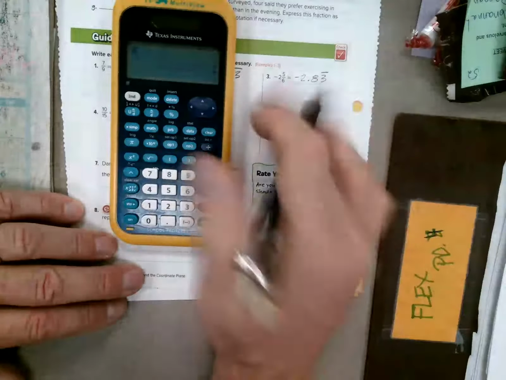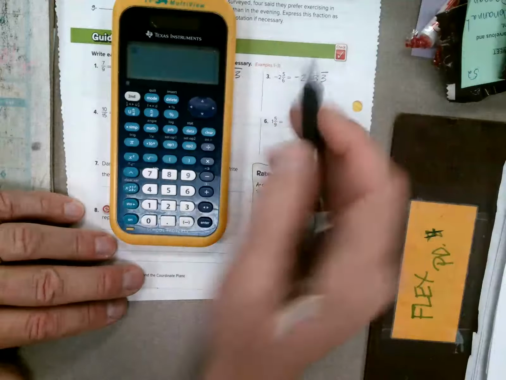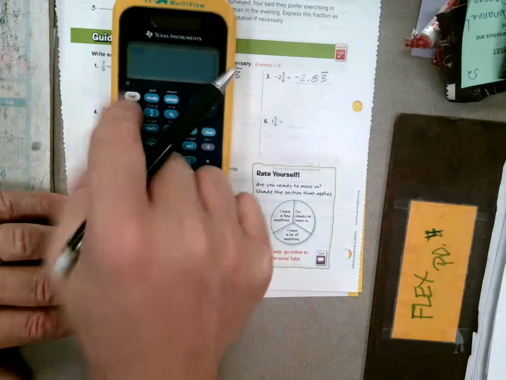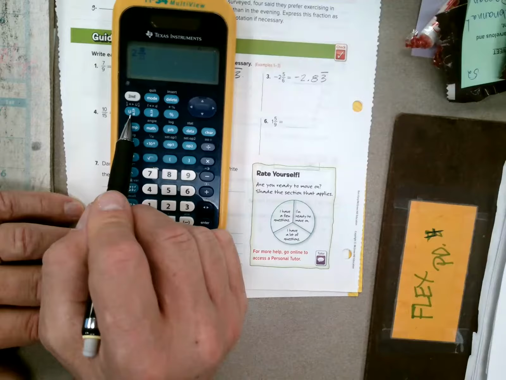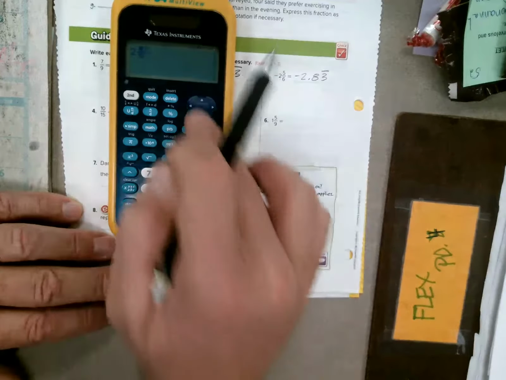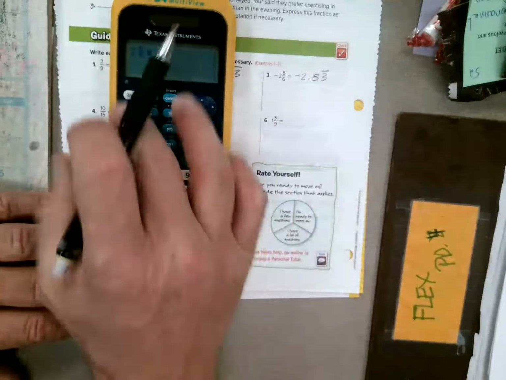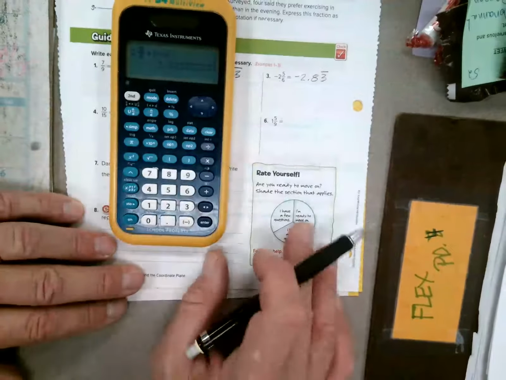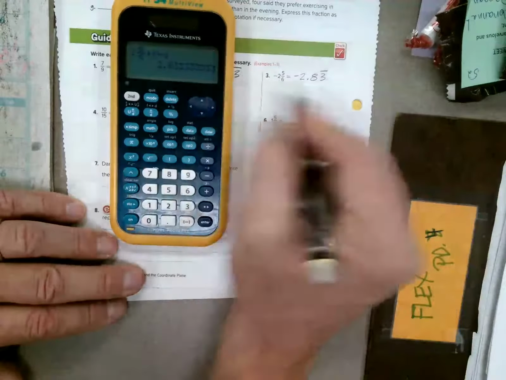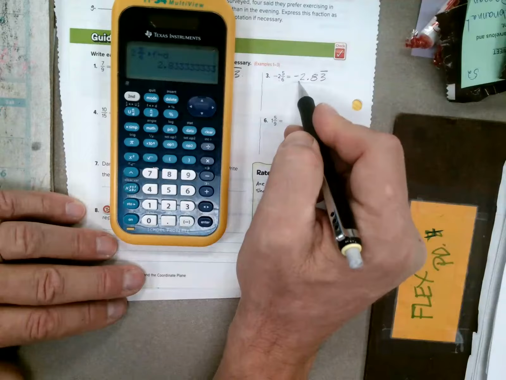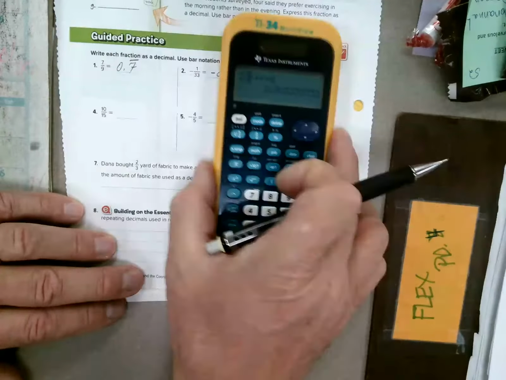Or I could plug the whole thing in. We know it's a negative, right? 2, and then I have to use that U n over d button, right? And then I'm going to go 5 down, 6 to the right. So if I want to switch that to a decimal, and there it is. So either way, we're going to get the same thing. I just didn't want to use that U n over d button. Okay.